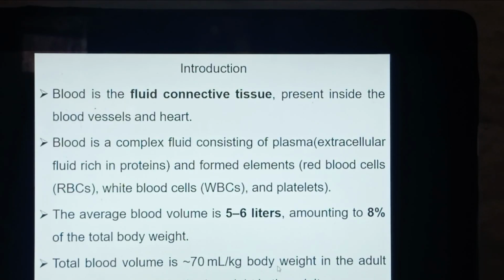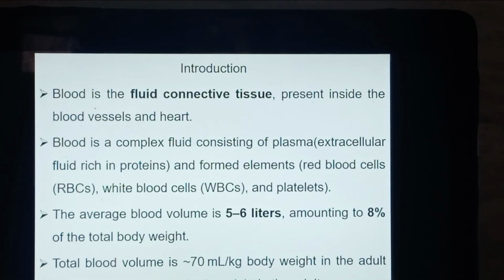Now blood is the fluid connective tissue present inside the blood vessels and heart. Blood is a complex fluid consisting of plasma and form elements. So what is plasma? Plasma is an extracellular fluid which is rich in proteins, and form elements, these are the RBCs, WBCs and platelets.